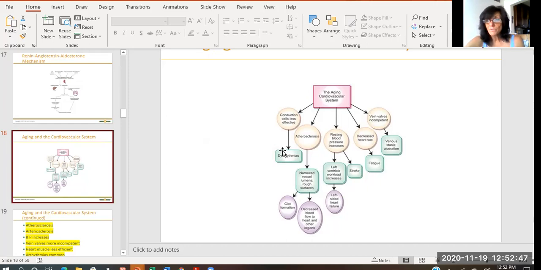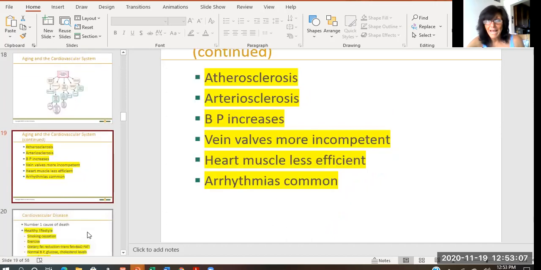And the valves inside the heart can start to get sticky or stiff, incompetent, they're not working right. And because of that, there can be problems with venous stasis in the legs, the valves of the veins getting stuck, and then the valves of the heart not working right. So, which can cause a lot of problems. And we'll get into that. So again, aging, you know, atherosclerosis, which is that plaque inside the artery.